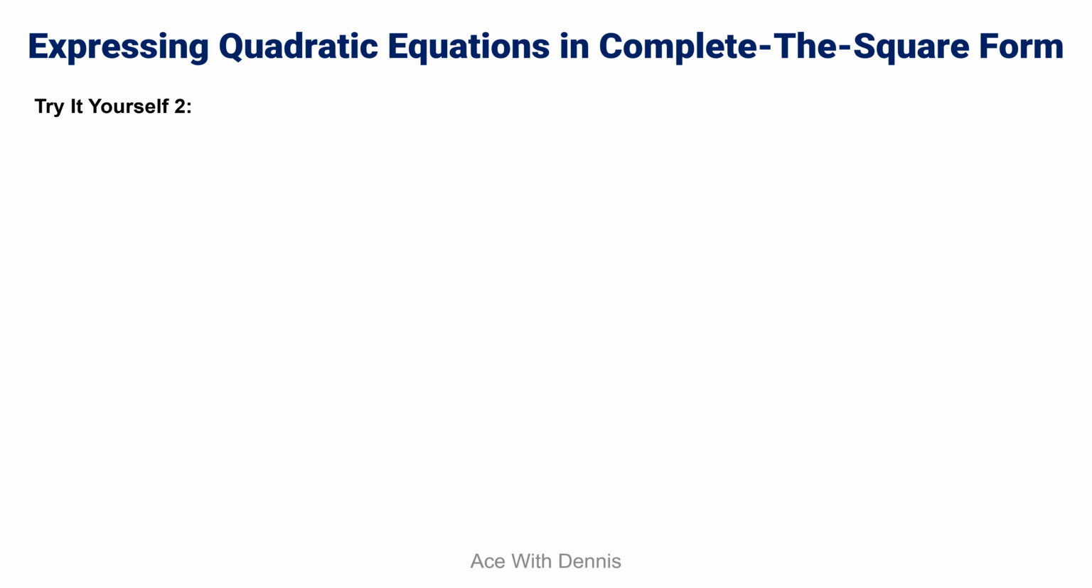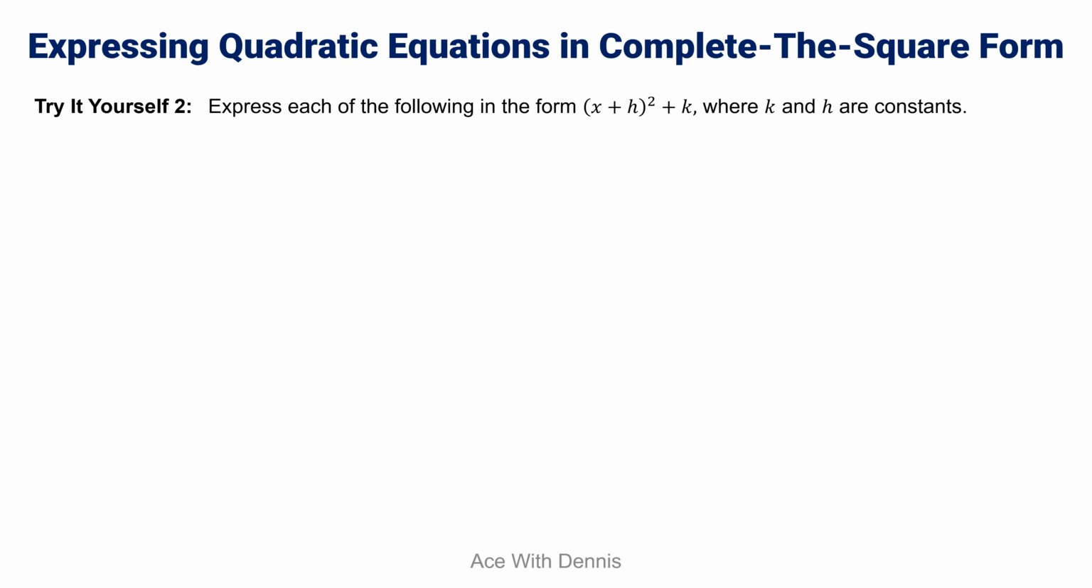Let's try this example yourself. Express each of the following in the form x plus h square plus k, where k and h are constants. A. x squared minus 6x plus 5. B. x minus 2 times 3x plus 1. And C. x times x plus 4 minus 7.